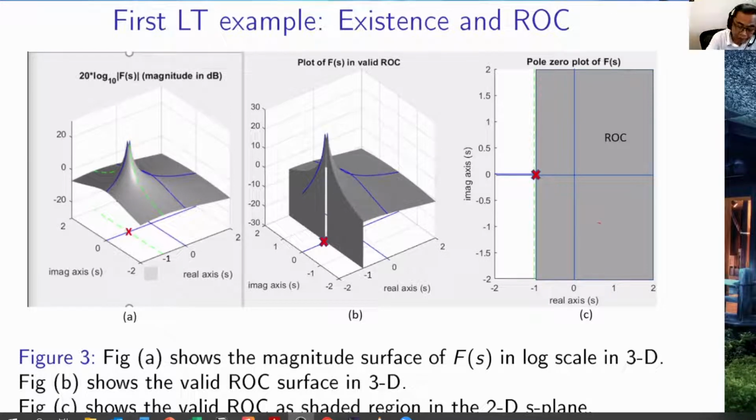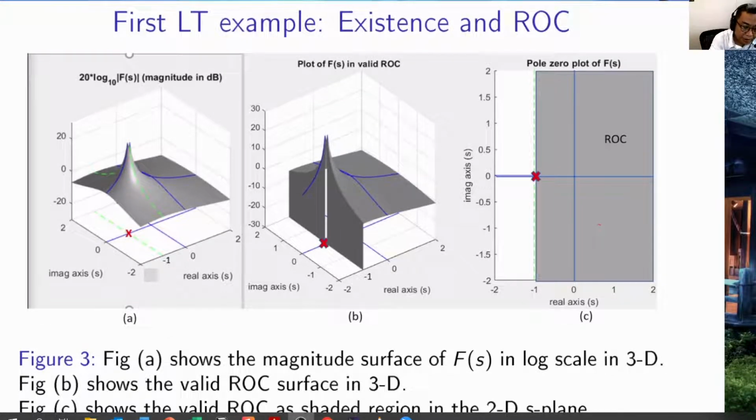Let us now examine this interesting point here where s is equal to minus 1. Our function F(s) is equal to 1 over s plus a. And when s is equal to minus 1, it is 1 over minus 1 plus a. Our signal of interest is f(t) equals e to the minus a t u(t). And in our signal, a is equal to 1.